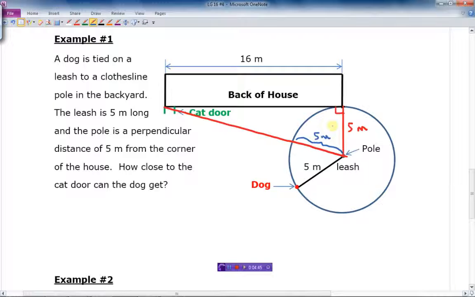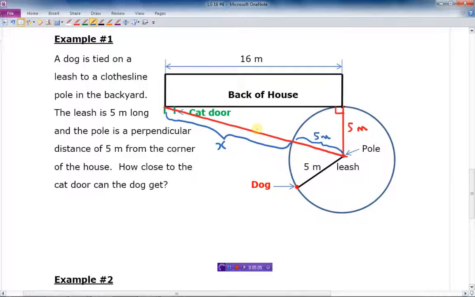Excuse me. What we need to know is this other distance from here, that's how close he can get. I don't know, call it x, say. What is that distance? Well, if we knew the whole distance, we could subtract 5 from it and get the x, but we don't know the whole distance. But wait a minute, what do we have there?